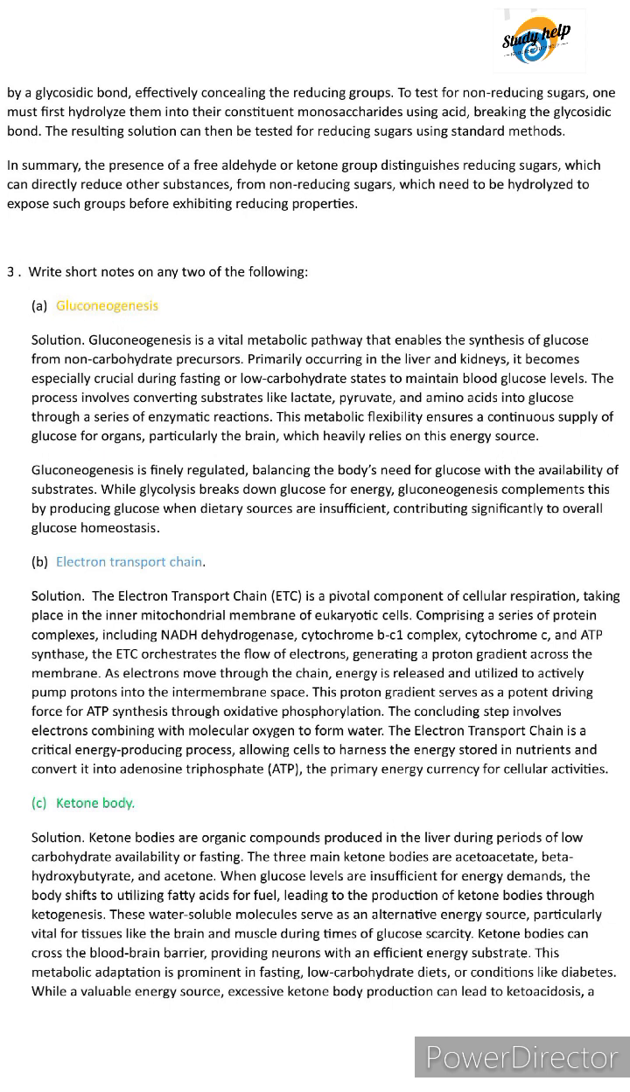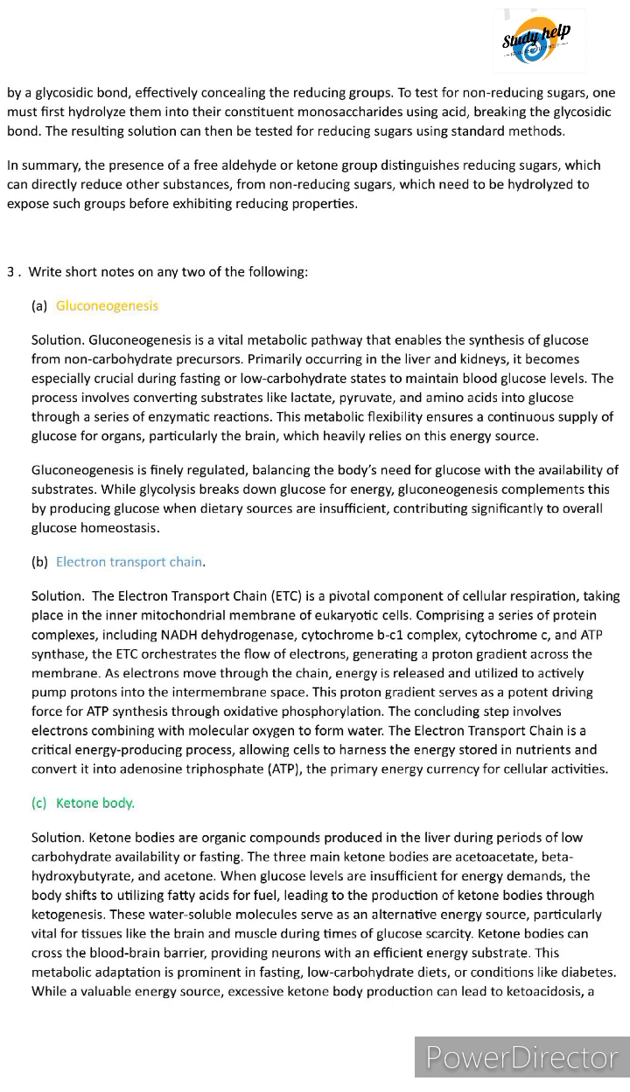3. Write short notes on any two of the following. A. Gluconeogenesis. Solution. Gluconeogenesis is a vital metabolic pathway that enables the synthesis of glucose from non-carbohydrate precursors. Primarily occurring in the liver and kidneys, it becomes especially crucial during fasting or low-carbohydrate states to maintain blood glucose levels. The process involves converting substrates like lactate, pyruvate, and amino acids into glucose through a series of enzymatic reactions.